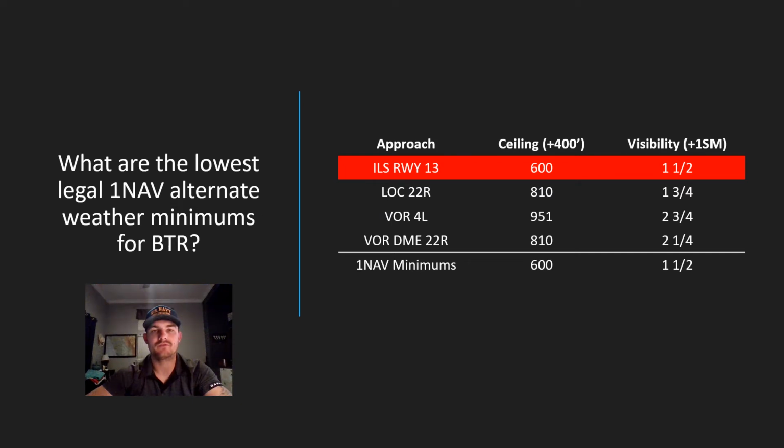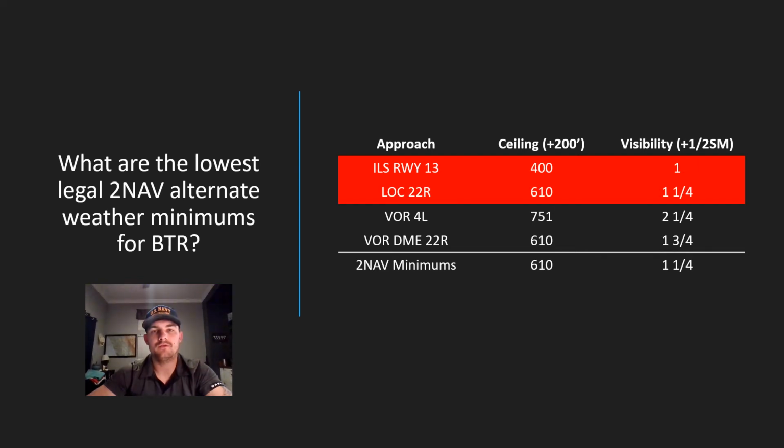For 1NAV minimums, keep in mind our flight operations manual said we need to add 400 feet to the minimum descent altitude or decision altitude, and 1 statute mile to the minimum visibility. If done so for all the approaches we could use, ILS 13 shows the lowest possible alternate minimums using the 1NAV method, 600-foot ceilings, and 1 1/2 statute miles of visibility.